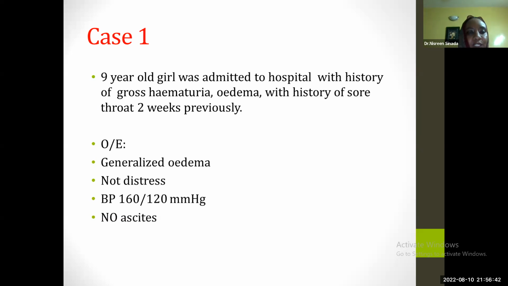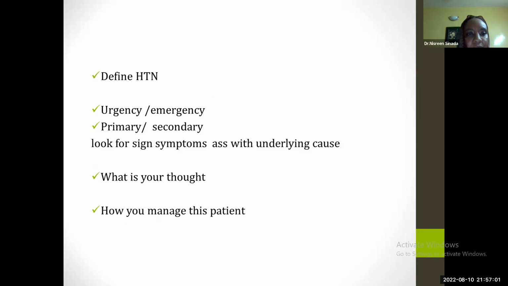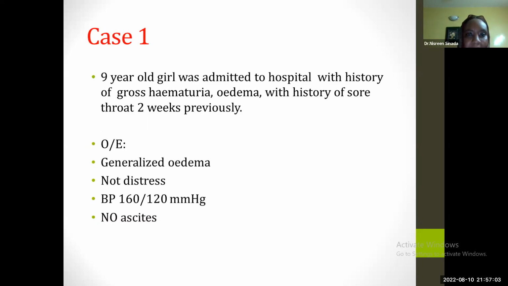Second thing, we need to know if there are any signs or symptoms of target organ damage. There are no signs or symptoms of target organ damage. So this is hypertensive urgency. It is not an emergency. Third thing, we want to know whether it is primary or secondary. From the history, it looks like secondary because we have clues in the history and examination.